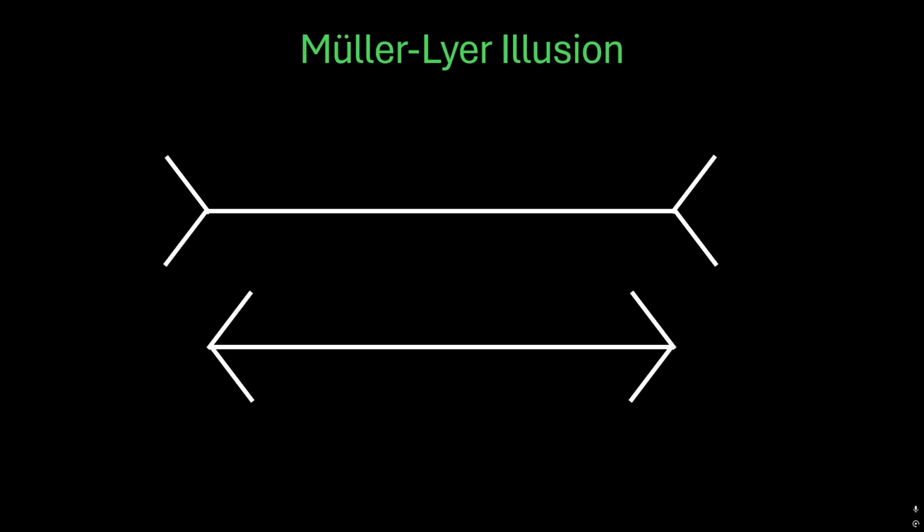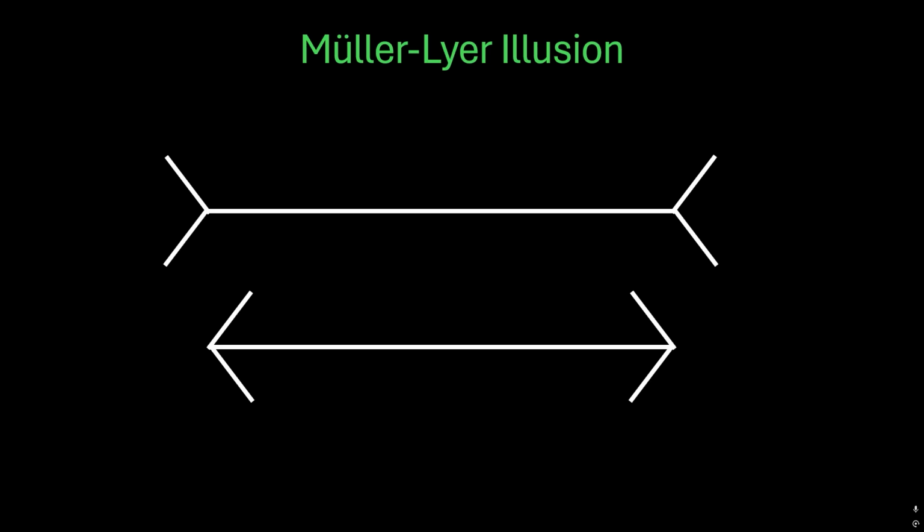The Muller-Lyer illusion, we see a very similar thing happening here. So we've got two lines, both ended with two arrow chevrons, one pointing inward and one pointing outward. Which line appears to be longer?